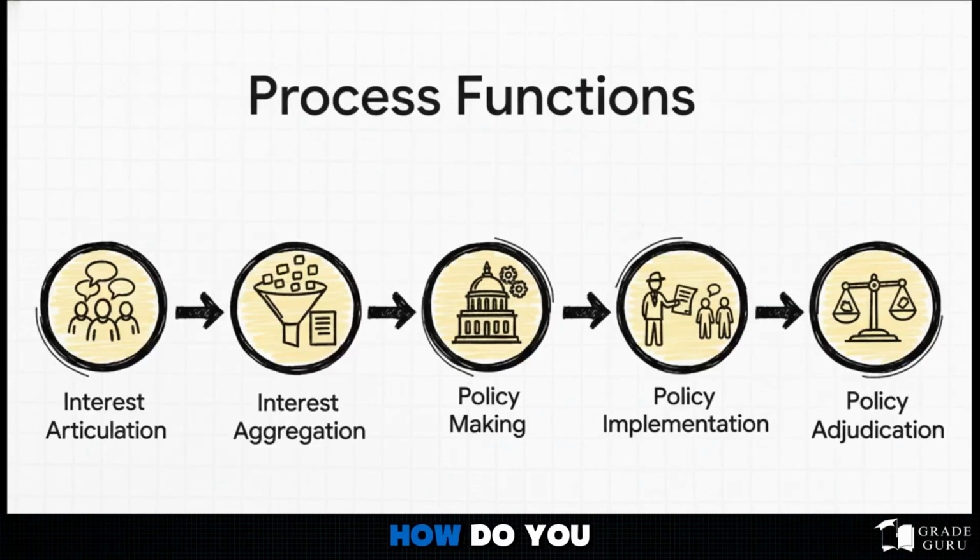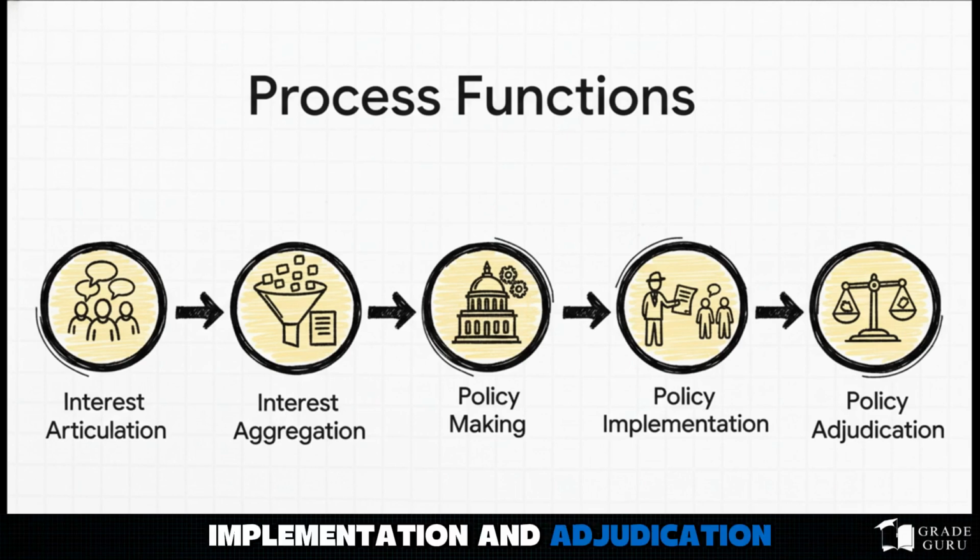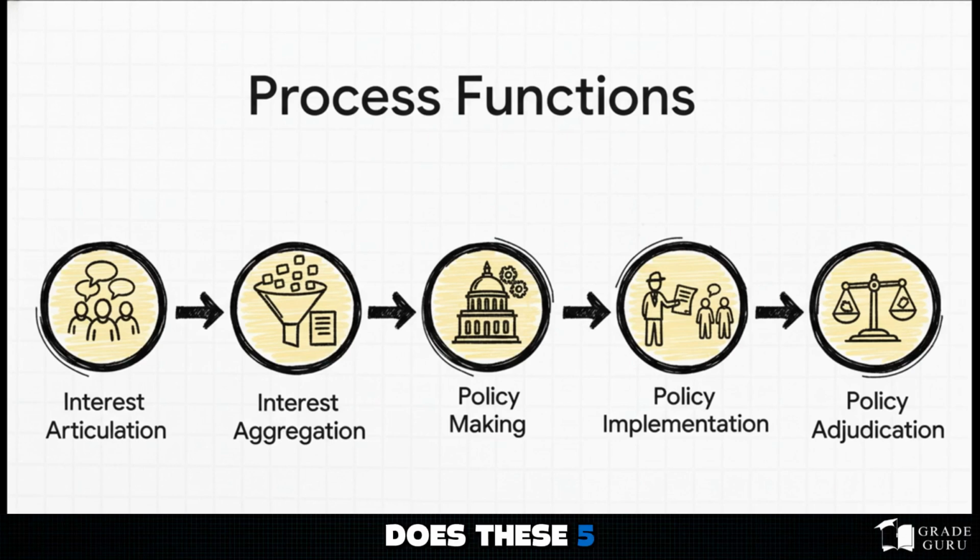So how do you do that? How do you compare what they actually do? Well, you look at these process functions inside the system box. Things like interest articulation, that's just people expressing what they want. Then there's interest aggregation, combining all those demands into actual policy proposals. Then you have policymaking, implementation, and adjudication. The thing is, every political system on the planet does these 5 things, one way or another. This is your toolkit for comparing anyone to anyone.